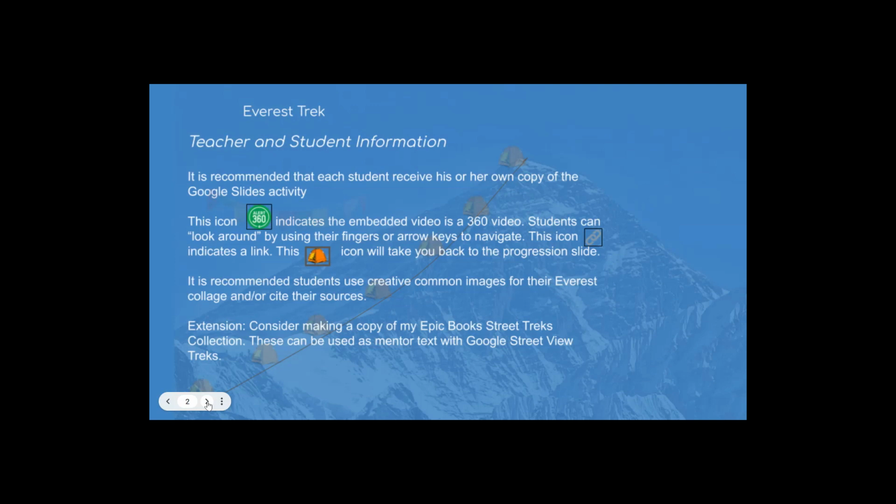I also like to incorporate global education into pretty much everything I do. I think it's an important aspect that we teach our students. And so later on, I'll show you where you can find these 360 videos. If students see the link, it links outside to something else. And then for this one, the image of the tent takes you back to the progression slide so that you can see your progress. All right?